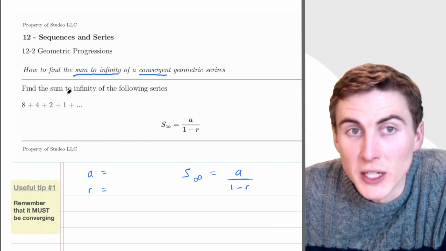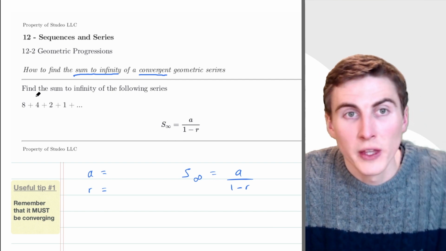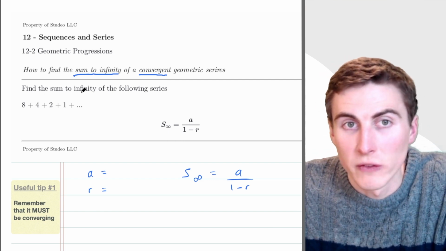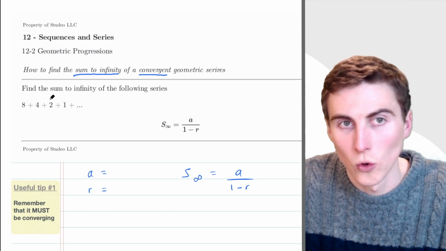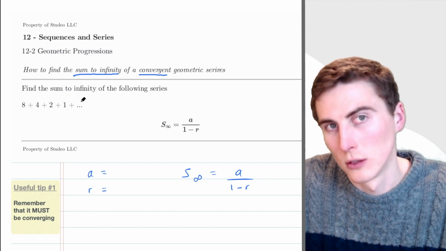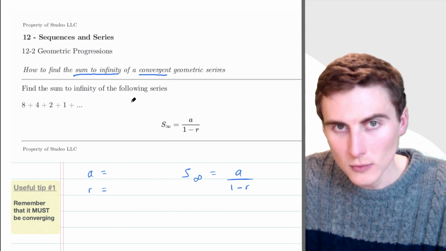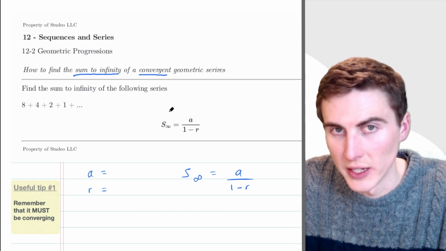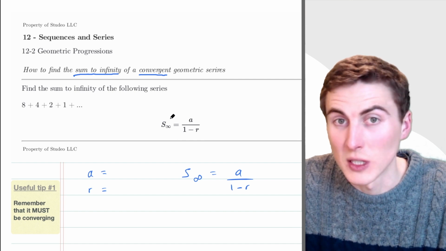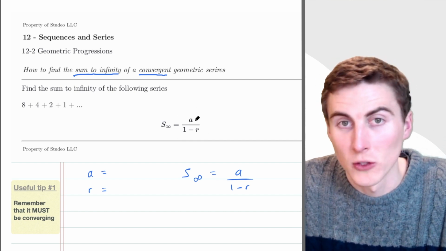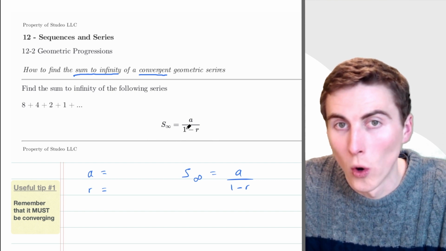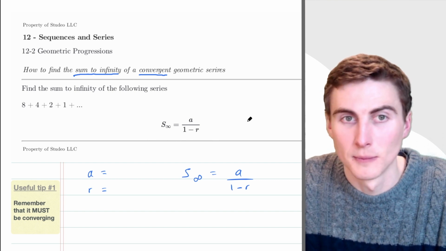So if we look at this particular question, which is pretty typical, it says find the sum to infinity of the following series: 8, 4, 2, 1, and so on. And the formula to use here is this one. It's pretty small, but you've just got to memorize it and plug the values in. So we just do a divided by 1 minus r. It's as simple as that.